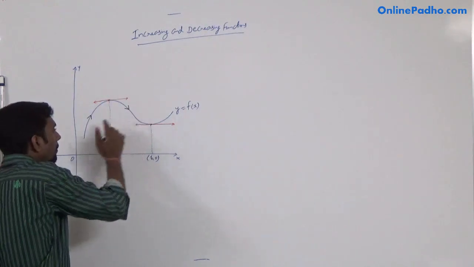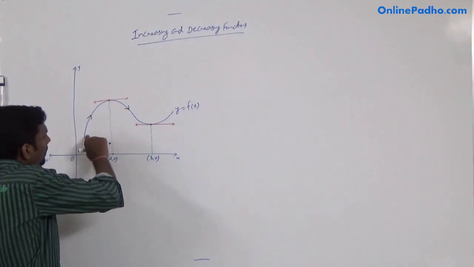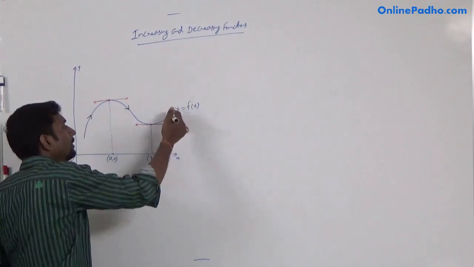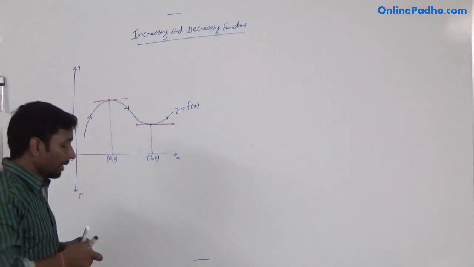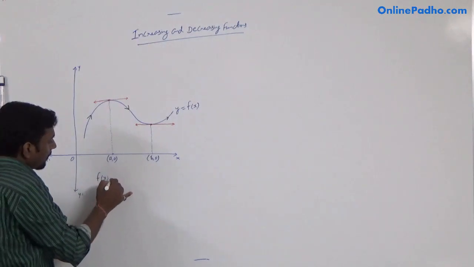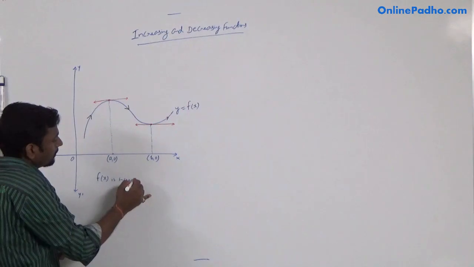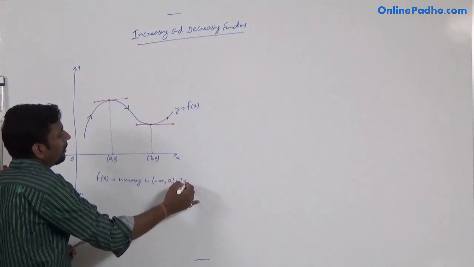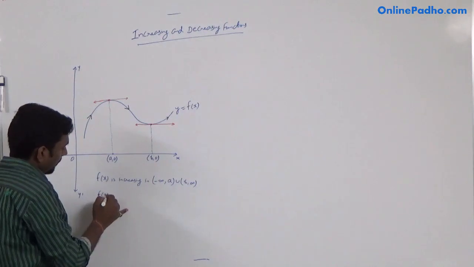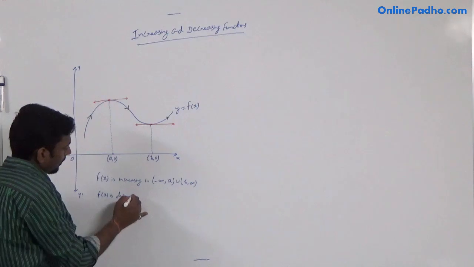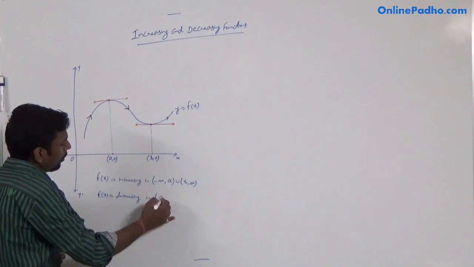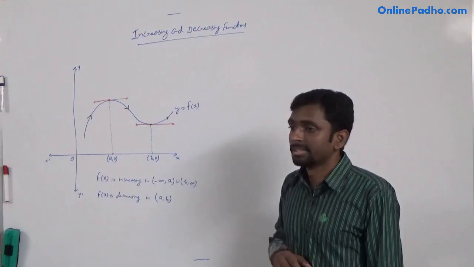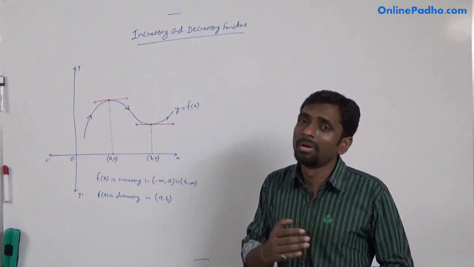You see the graph? From left to right, from minus infinity to a, this function is increasing. From a to b, this function is decreasing, and again from b to infinity, this function is increasing. So we can say that in this graph, f(x) is increasing in the interval minus infinity to a union b to infinity, and f(x) is decreasing in the interval a to b, open interval always. So this is a graphical concept to find the interval where the function is increasing or decreasing.